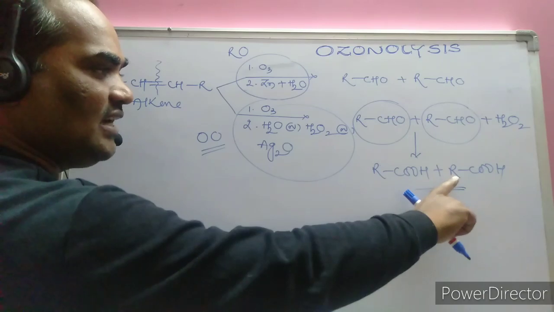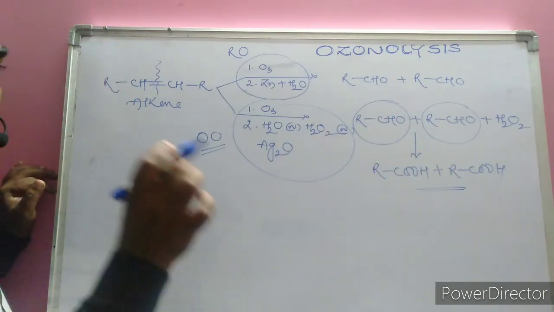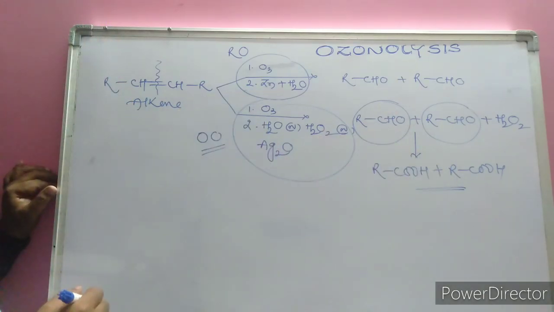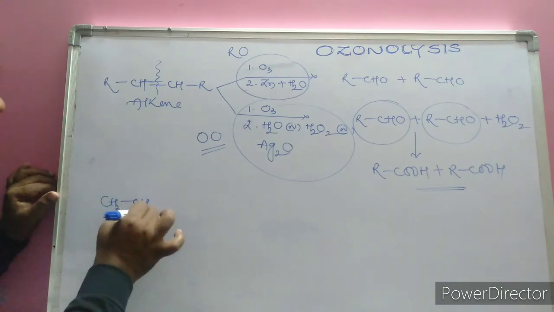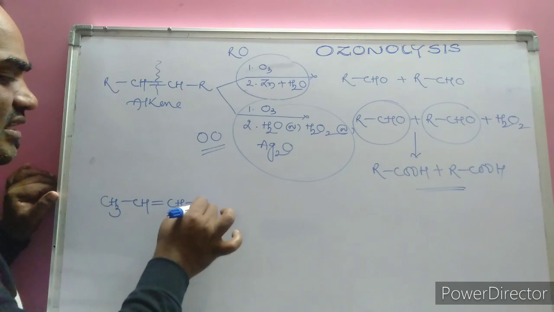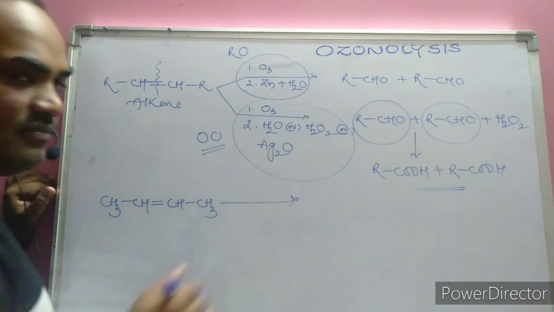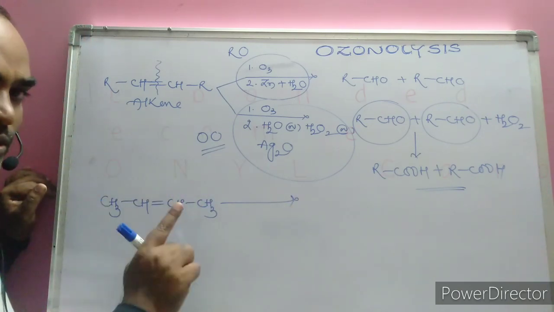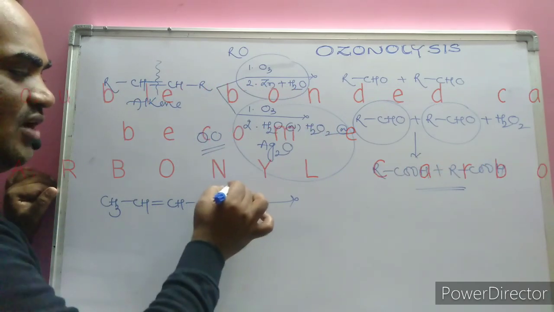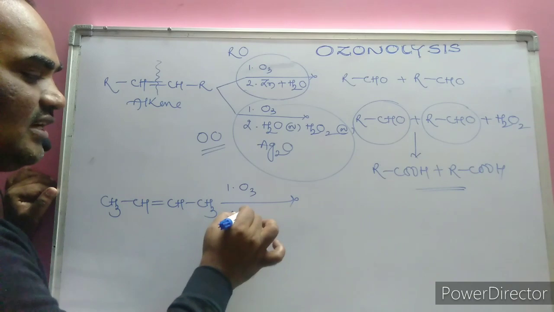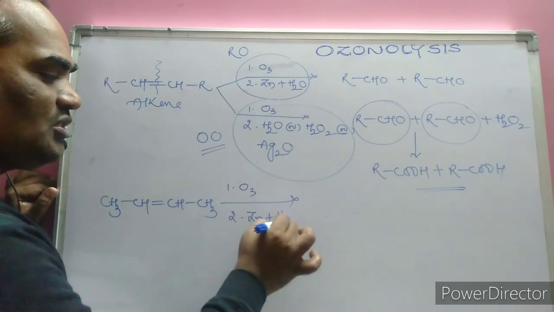Only the aldehyde is getting oxidized to the respective carboxylic acid with the same number of carbons. Now let us take an example: CH3-CH=CH-CH3, which is 2-butene. Our aim is to attempt this question very quickly, in about 10 seconds. O3 is given, and the second step is zinc plus H2O.